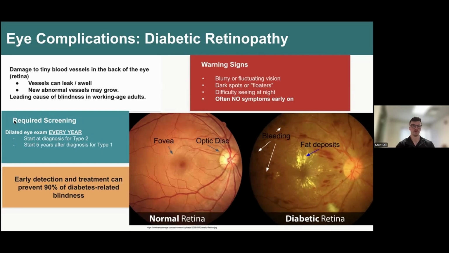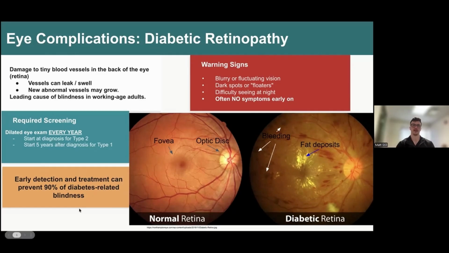So that's why it's really important that we do what's called a dilated eye exam. So patients that come into my clinic, we'll make sure that they see an eye doctor, and every year they will go to get a dilated eye exam where an eye doctor or an optometrist will look at the back of the eye to make sure that the vessels look healthy, there's not a lot of bleeding or there's not a lot of plaque there.